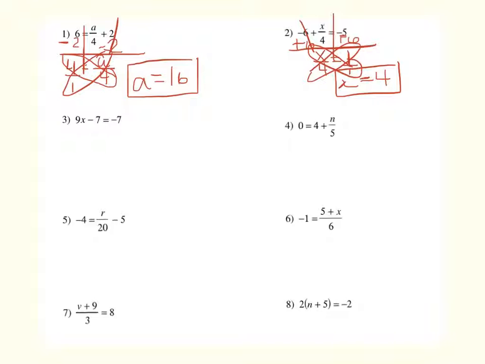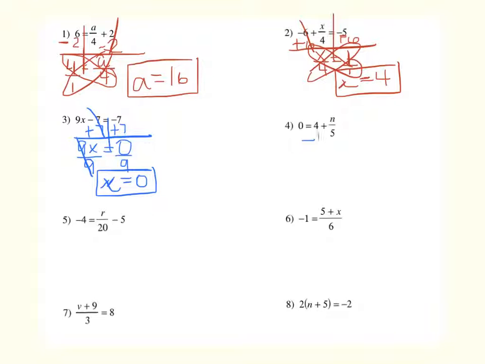Number 3, balance, add 7 to both sides. This cancels out, and this cancels out also, but on this side I'm going to write a 0. Here I'm going to bring down my 9 over x. Now I need to divide so I can get rid of that 9. Well, 0 divided by any number is still equal to 0. So my answer is x equals 0.